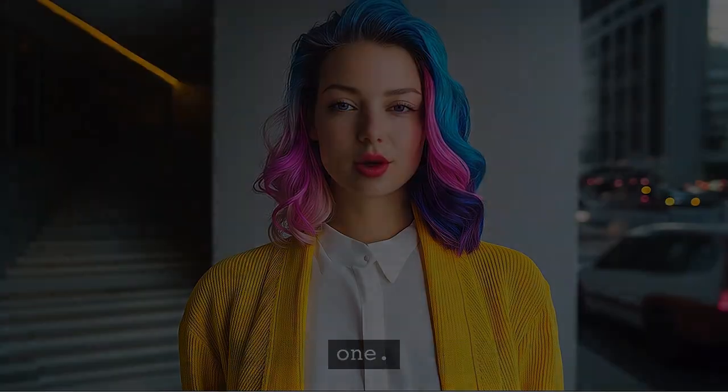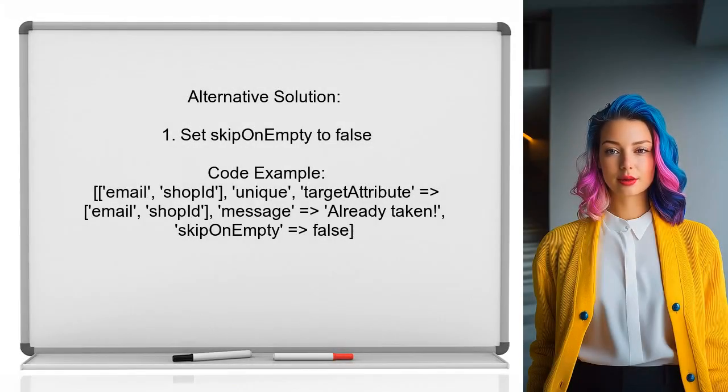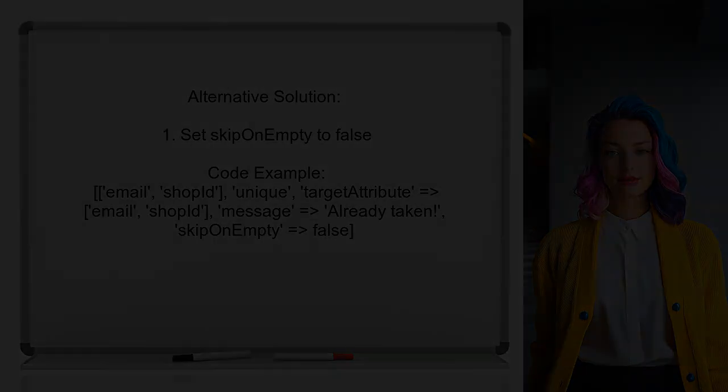Let's take a look at another one. An alternative solution provided by another user is to set the skipOnEmpty property to false. This ensures that the unique validation will still run even when the email field is empty.